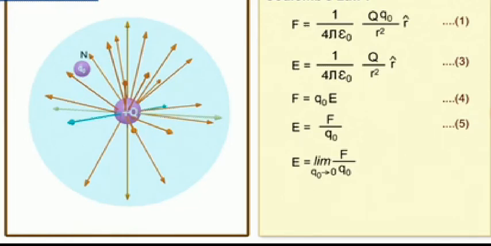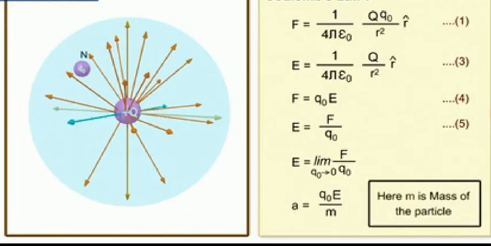The point charge q0 will be accelerated in the electric field as it experiences acceleration a due to the force due to the electric field, and the acceleration is expressed as a is equal to q0 E by m. Note here, m is the mass of the particle.